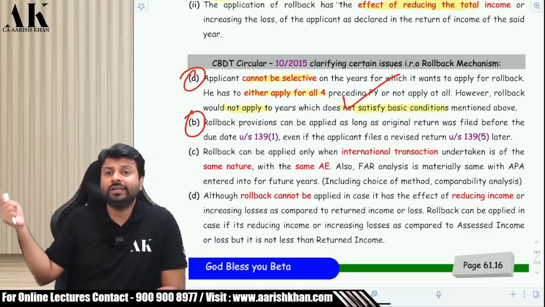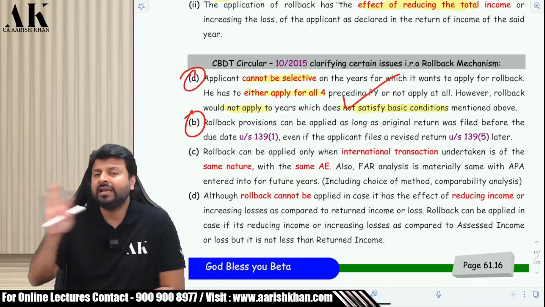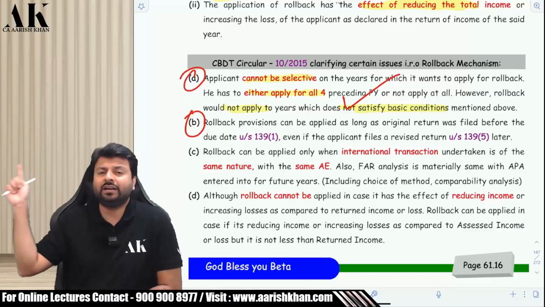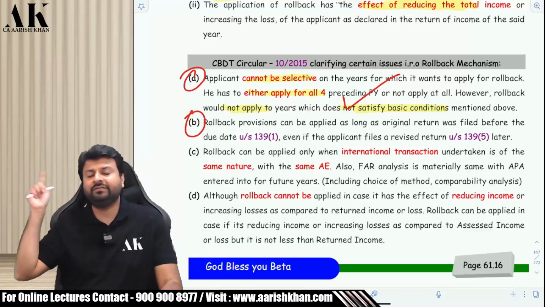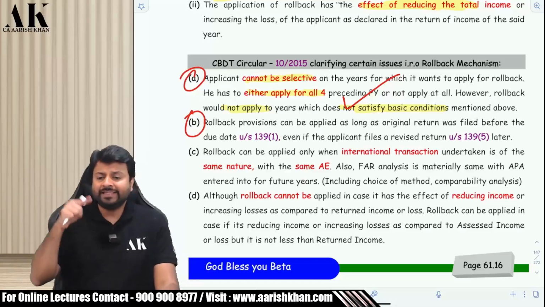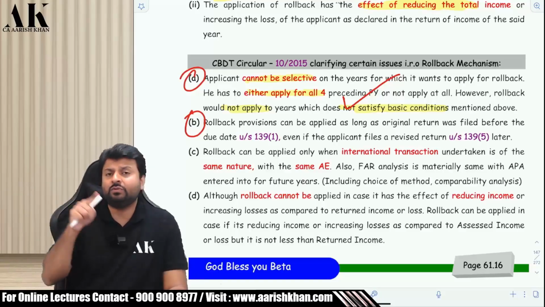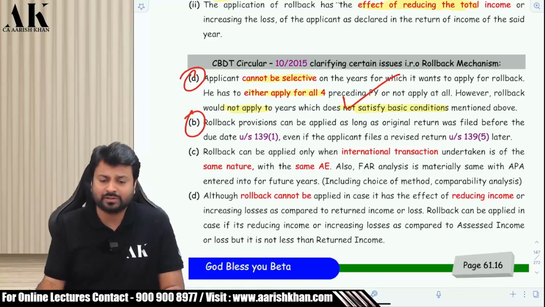But if you have filed the original return under 139.4 and then you have revised and now you are planning to roll back, rollback is not possible. If the original return was filed on time and then it was revised in 139.5, it is possible to roll back. But if the original return itself was belated and then you revise that under 139.5 and then you want to rollback, then rollback is not possible under that case.